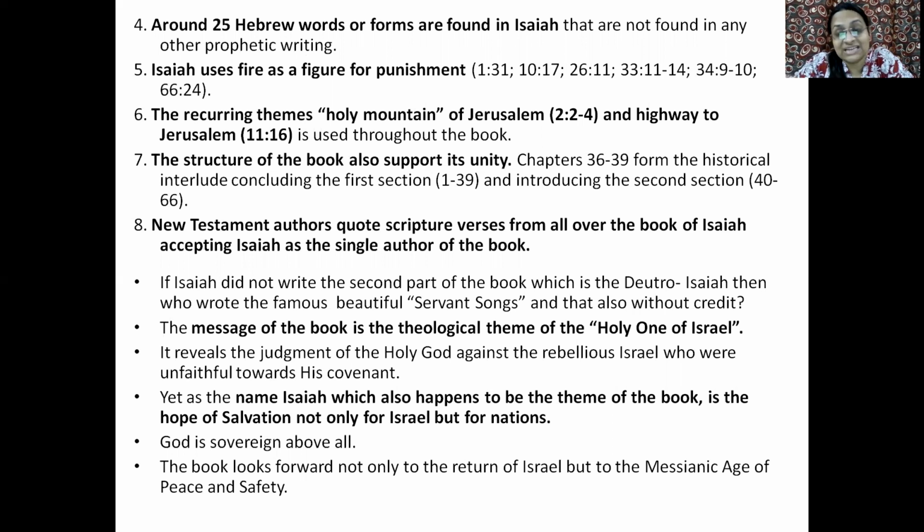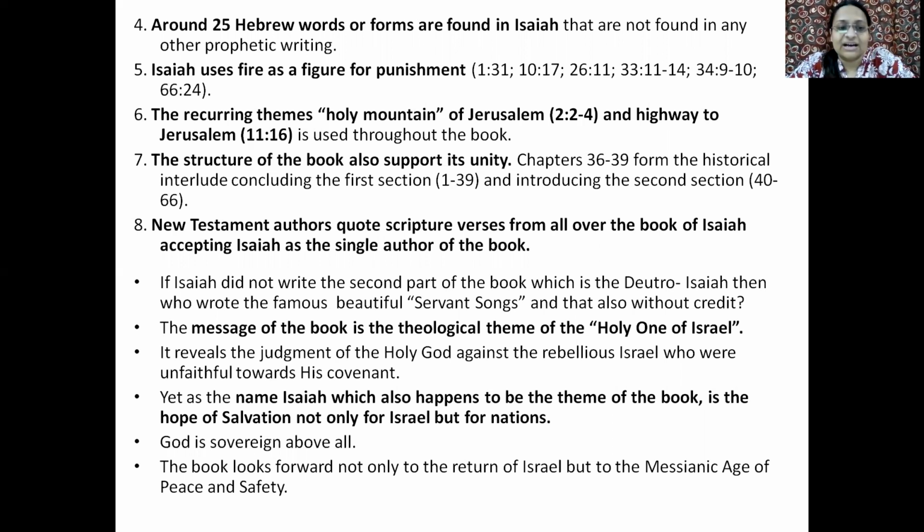The eighth reason, which is the additional one, is that New Testament authors quote scripture verses from all over the book of Isaiah, which means they accepted that Isaiah is the single author of the book. They don't have any other person in mind, but they think that Isaiah is the author, and they quote scriptures from his book. So these are the 8 reasons that we have for single authorship.